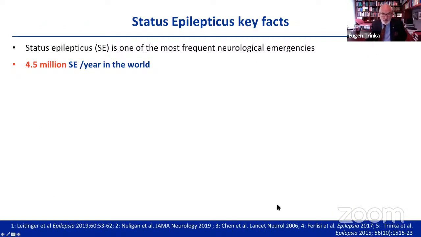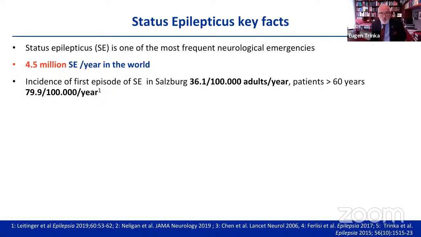Let me give you some key facts about status epilepticus. It's a frequent neurological emergency. 4.5 million status per year in the world, and the incidence of the first episode is around 36 per 100,000 adults per year, but it increases steeply over the age of 60 to 80, 90 in women per 100,000 per year.